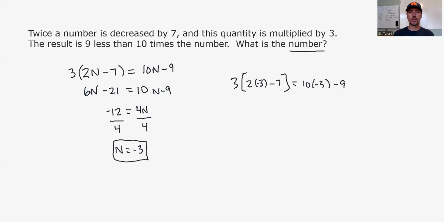2 times negative 3 is negative 6, minus 7. And then right here, 10 times negative 3 is negative 30, minus 9. This turns into 3 times negative 6 minus 7, which is negative 13. And this becomes negative 30 minus 9, which is negative 39. So finally, 3 times negative 13, sure enough, is negative 39. So that equals negative 39, and we get a true statement. So we found the correct value for n. Pretty cool.